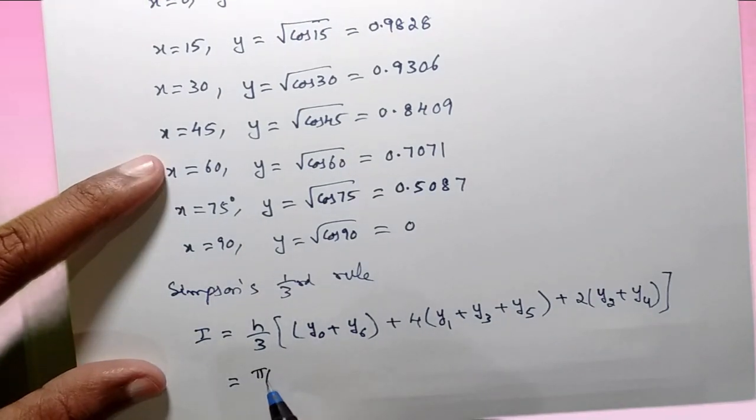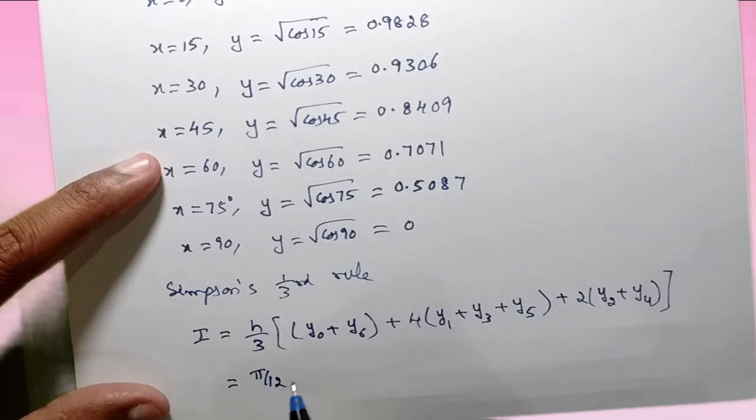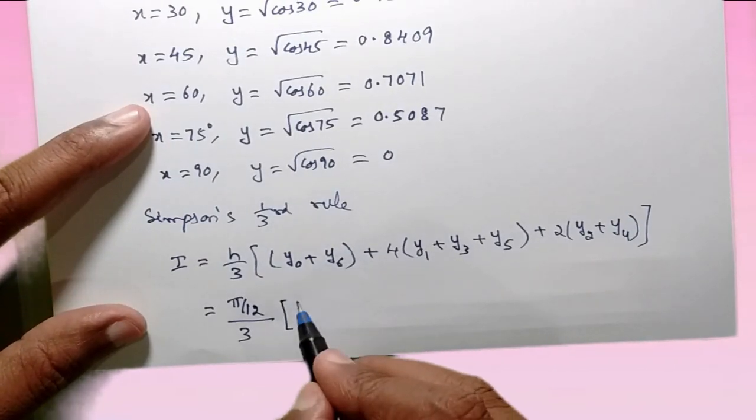I will be taking pi by 12 because h is not an angle. Therefore, I will just be taking it in terms of radians. Pi by 12 whole divided by 3. Now just plug in the values that you have.